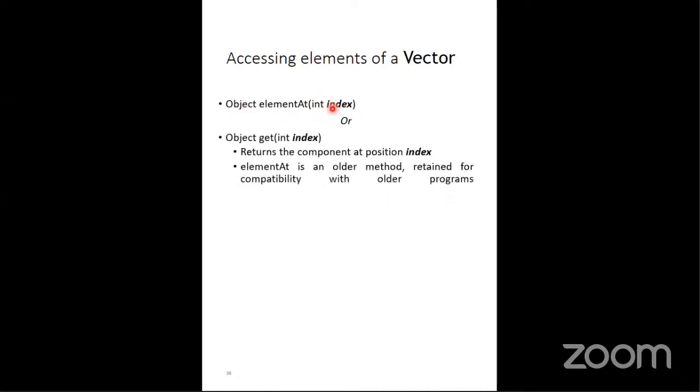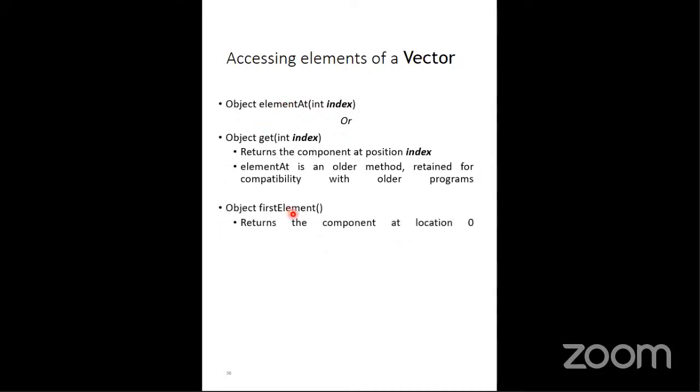Or you can specify the get method, which works the same as the elementAt method. It accepts the index and returns the component, or the element, at that particular position. elementAt was available in the previous version of Java. The latest version of Java has the get method, but you can still use elementAt, for compatibility with older programs written in the older version.